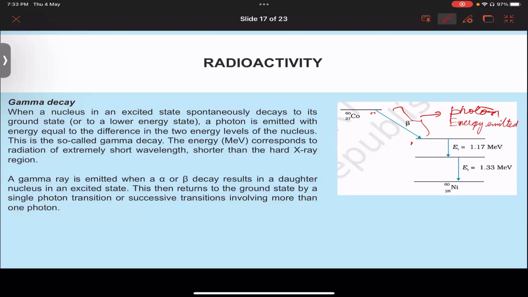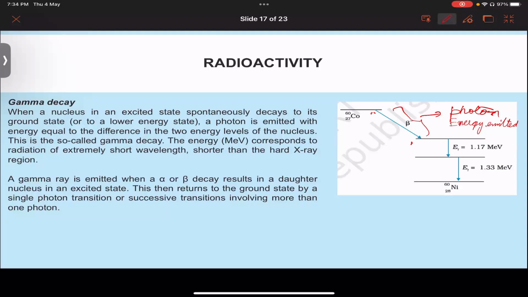When a gamma ray is emitted, it is also sometimes accompanied by alpha or beta decay, which results in a daughter nucleus that is itself in an excited state. Then again this will return to the ground state, where a single photon transition or multiple transitions are involved, so you can have more than one photon released.